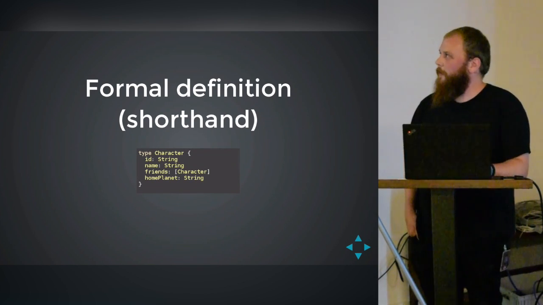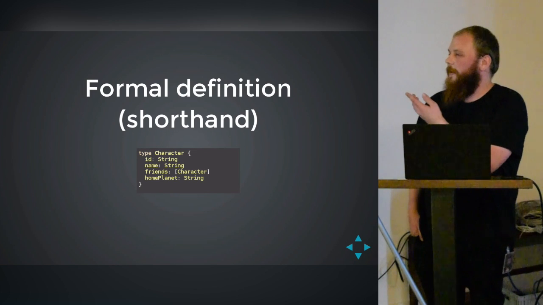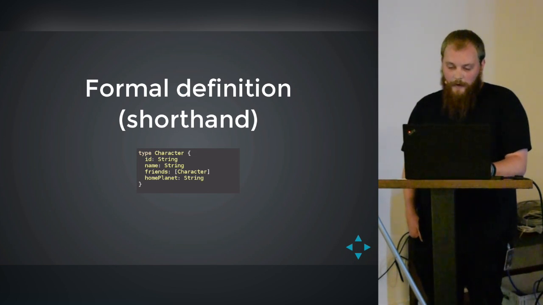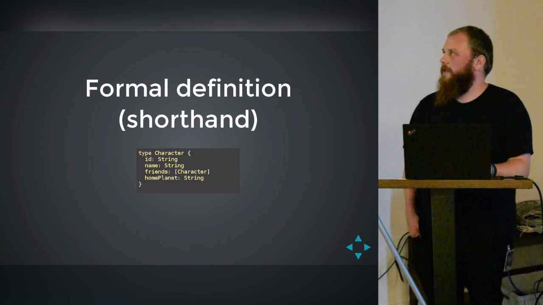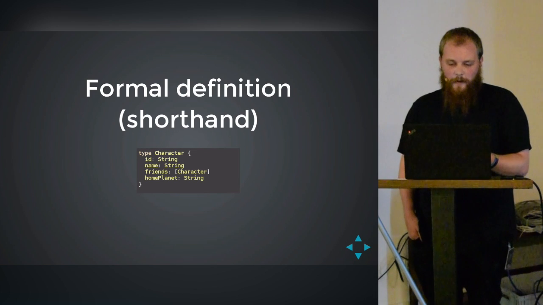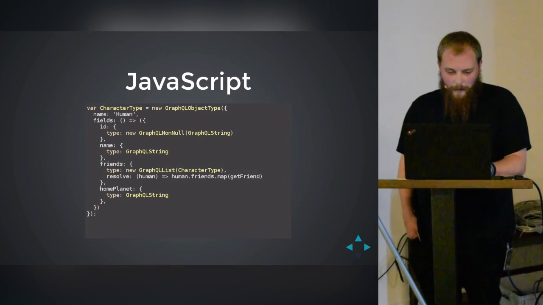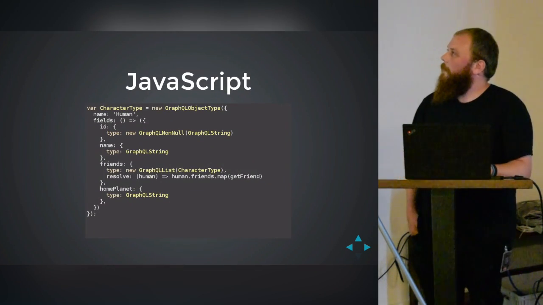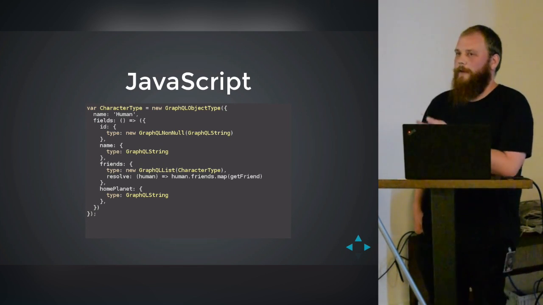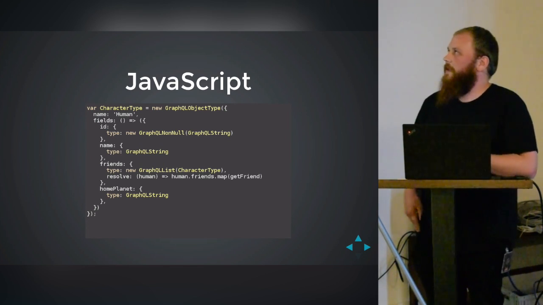In the spec, they use a formal definition, which looks like this. It's very precise to define how a type looks like. And they also started work on a parser to use this format specification to write your types in JavaScript. But for now, we have to define our types in JavaScript. They look like this. So this is an object type.